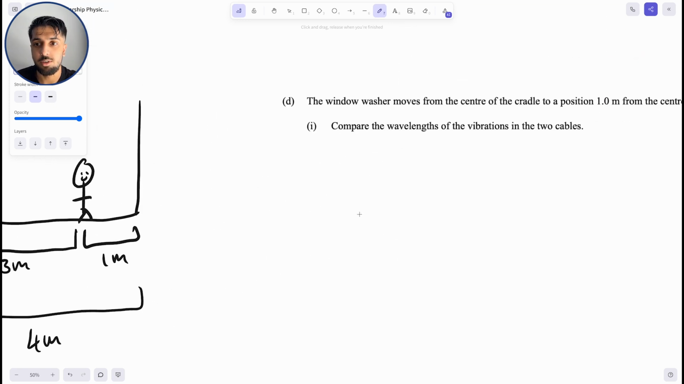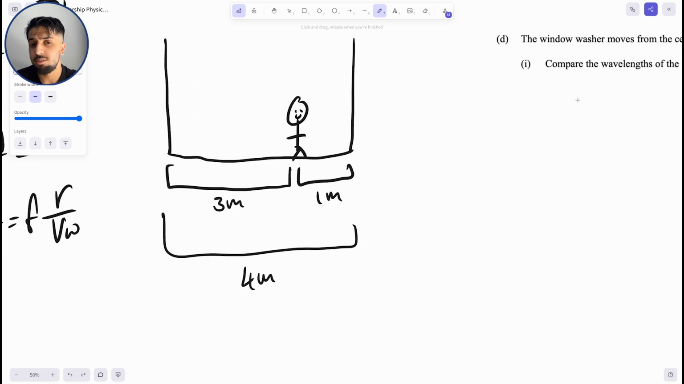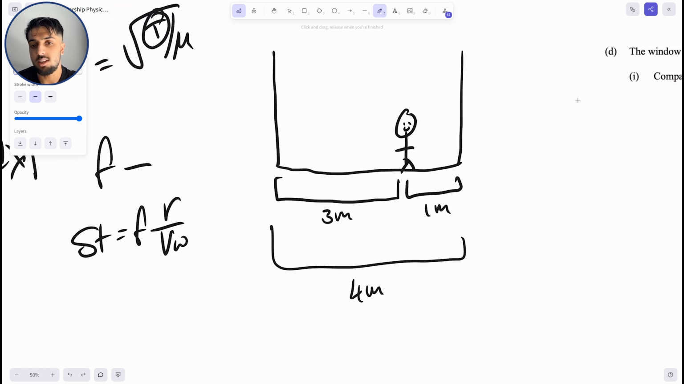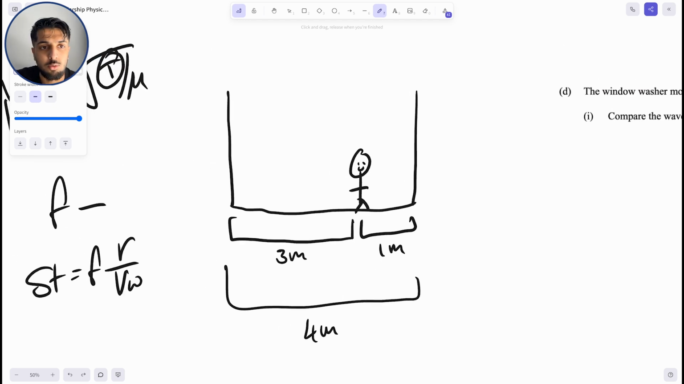And so, if the window washer moves 1 meter towards this side, that means the wavelength in this cable will increase. Now it tells us to compare the wavelengths, so what it wants us to do is to calculate the wavelengths for this cable right here, and this cable right here, and see which one is larger. Now the way we can do this is by taking the torques of both cables, and so let's get into the question. So let's first label this side as T1 and this side as T2.